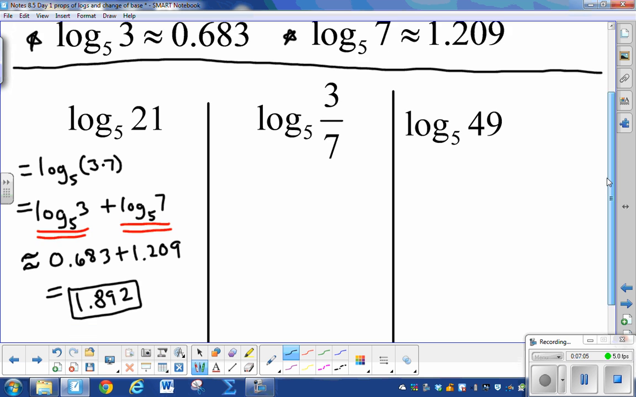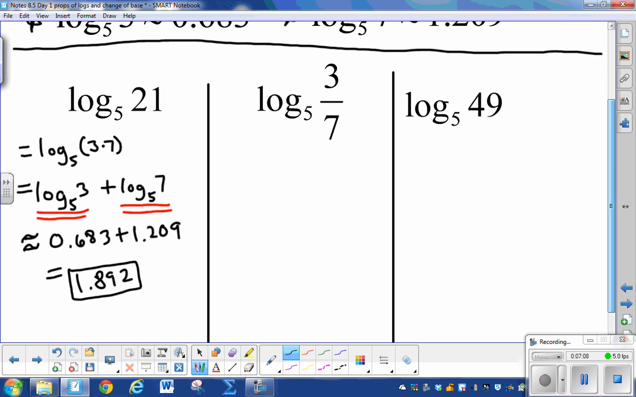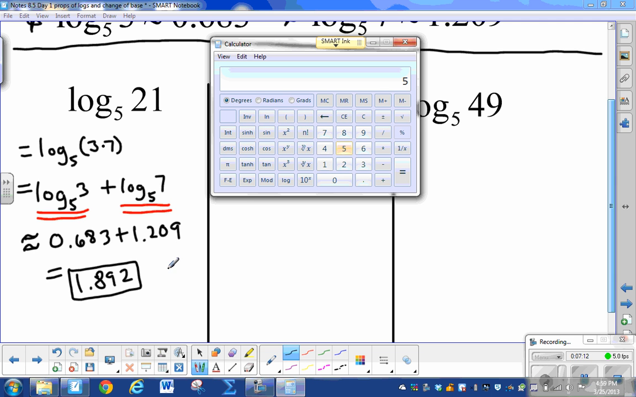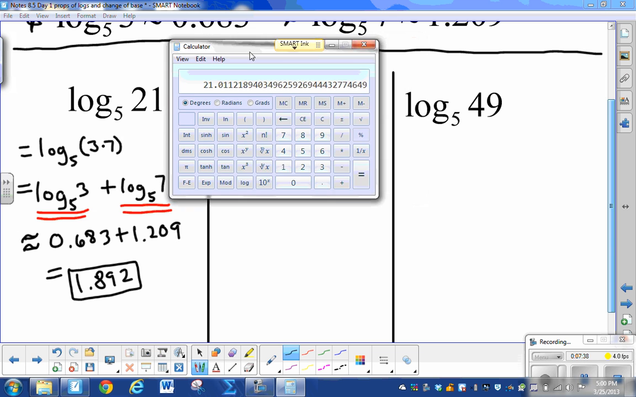All right, you can double check that. So here's how you would double check it. You would say 5 to that power, so to the power of 1.892. No, that's going to take too long. Okay, 5 to the 1.892 is equal to 21.0111, which is almost 21, close enough that it checks out.